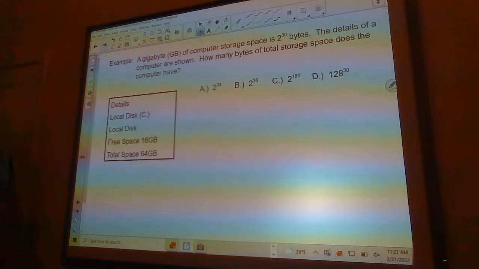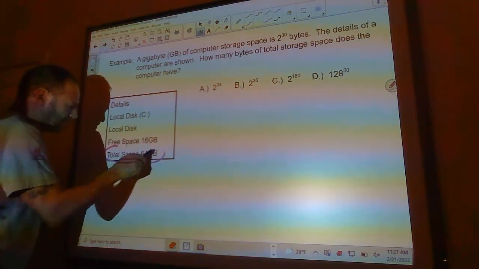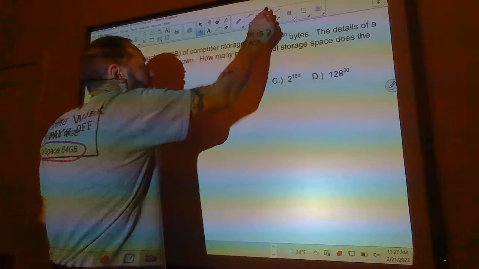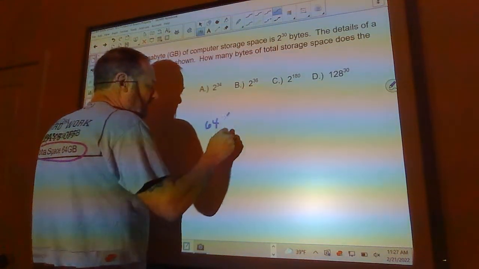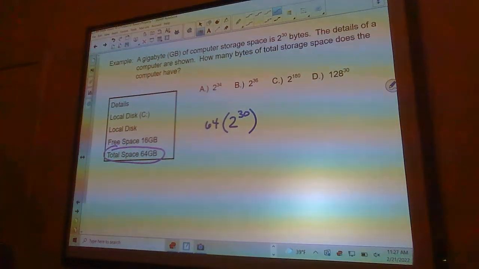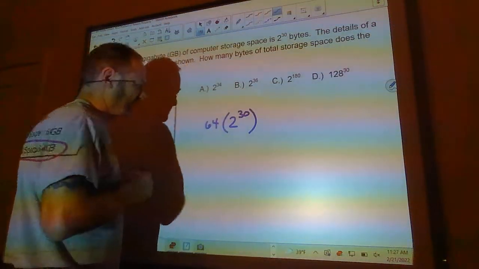Okay, a gigabyte of computer storage is 2 to the 30th power bytes. The details of the computer are shown right here. How many bytes of total storage space does the computer have? So I look right here. It's got 64 gigs. Okay, so remember, that's 64 times 2 to the 30th power bytes. Okay. Now, none of that is the answer here.